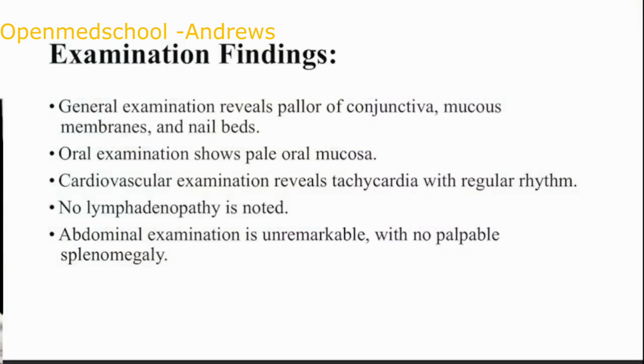So you should go for a detailed history, then do a general examination. A general examination revealed pallor of the conjunctiva. There was no jaundice. Oral examination also showed pallor. CVS showed tachycardia. As usual, anemia produces a hyperdynamic circulation. There is no lymphadenopathy. Lymphadenopathy is common in leukemia, etc. Abdominal examination should look for the spleen. There was no splenomegaly. So this is the routine thing that you do in a patient with anemia.